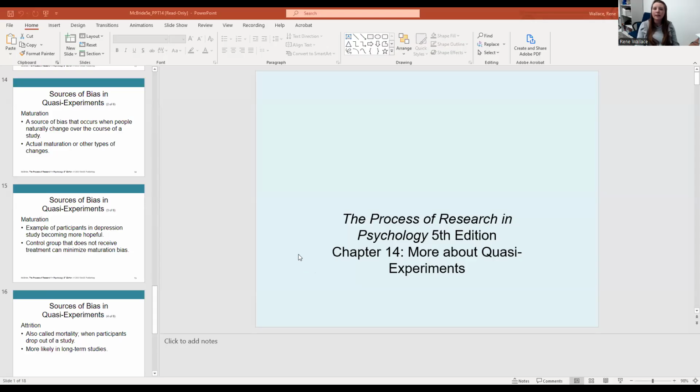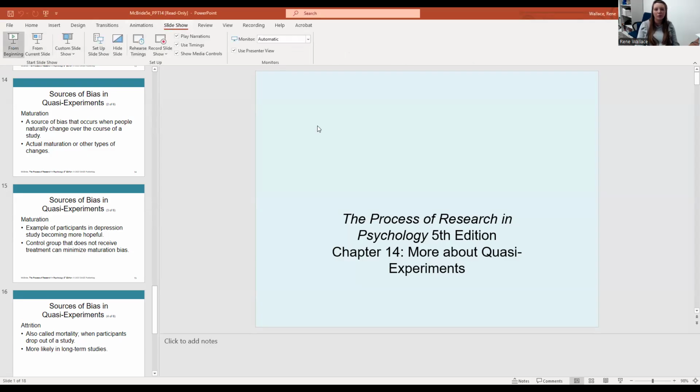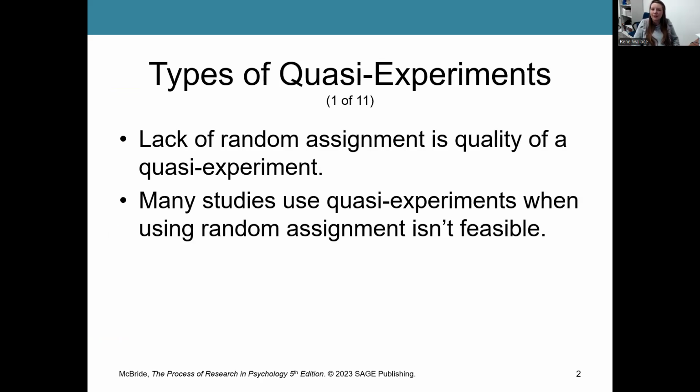More about quasi-experiments. How exciting. Because there's always more to learn about quasi-experiments. Like, what's a quasi-experiment? So if you have a lack of random assignment, that's probably an indication that you have a quasi-experiment, right? Because really the big basis of true experimental method is that you have random assignment.